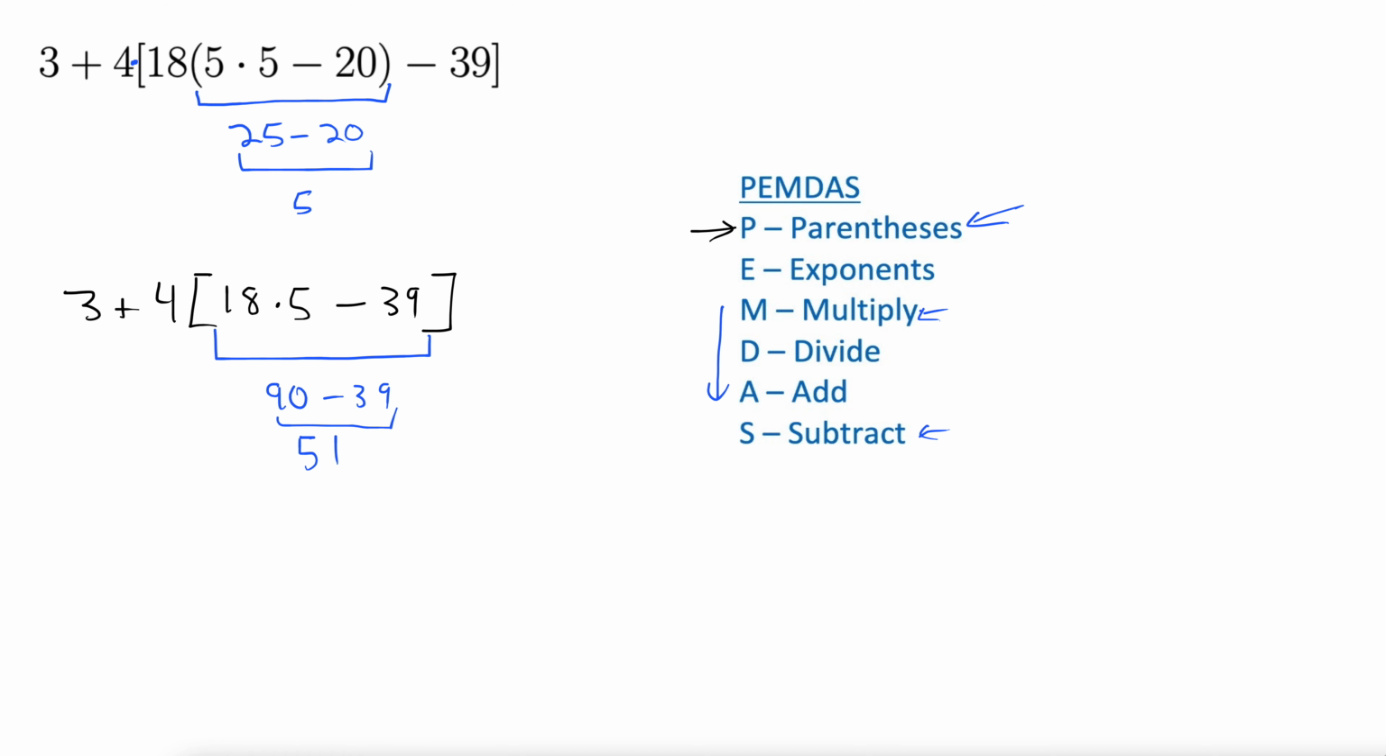Okay, so let's collect our thoughts here. So we have 3 plus 4 times 51. All right, here we are again. Multiply comes before addition. So 4 times 51 is 204. And then finally we can add those two together, 3 plus 204, to get 207. There we are.